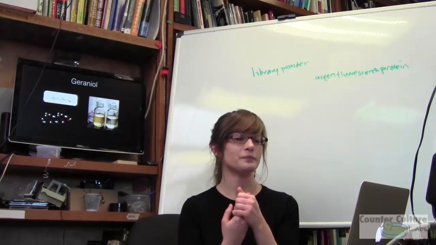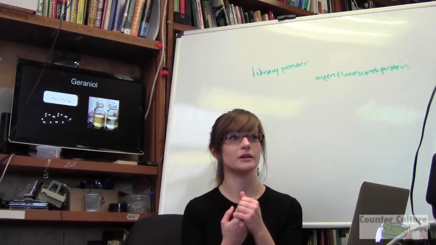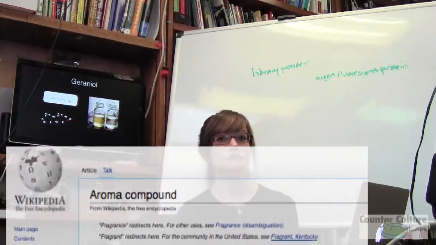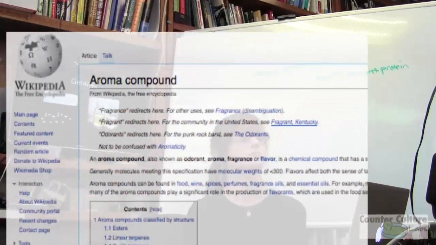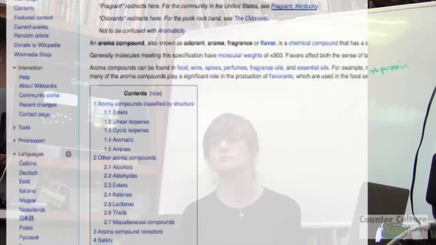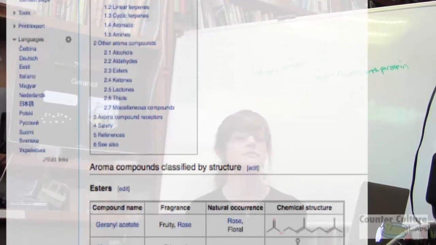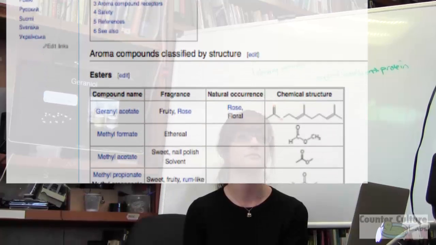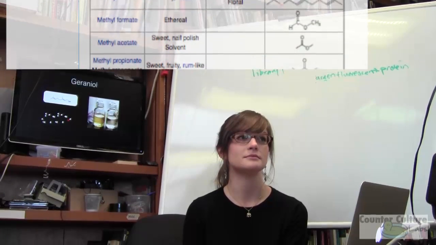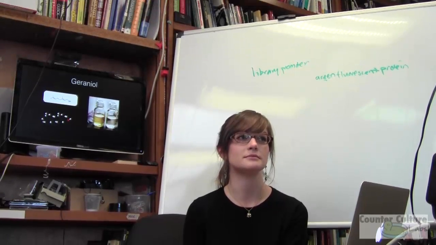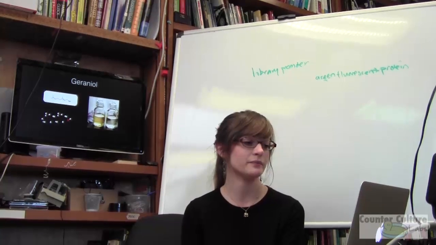The Wikipedia page is under aroma compound, and they've got a long list classified under esters, linear terpenes, cyclic terpenes, and for each of them they say what it smells like, and they have a link to the Wikipedia page on that particular chemical, and then they show the chemical structure. So perfect. It's a really nice starting point.